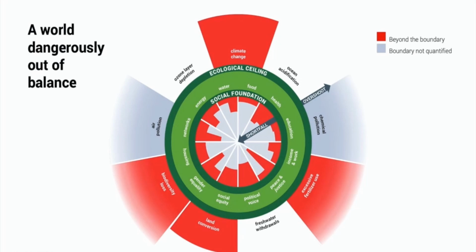Similarly, the ecological ceiling also needs proper addressal. If the policies are made according to these foundations, then these red as well as grey markings can be reduced and life can thrive in balance in the green area.